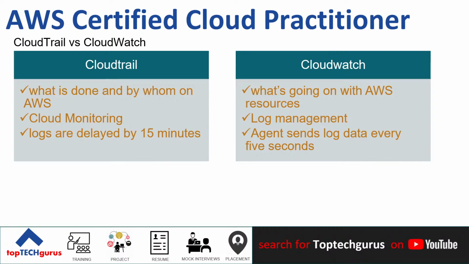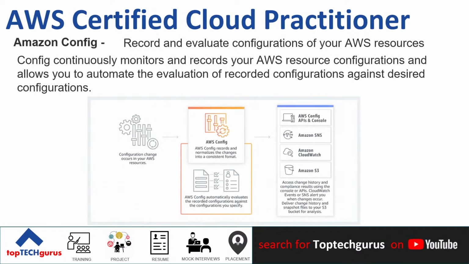And then the CloudWatch agent sends the log data every 5 seconds. So you'll be able to see everything that happened pretty quickly in CloudWatch, versus in CloudTrail, where it will be delayed by 15 minutes. That's good to know from an exam perspective. We'll move on to the next service, AWS Config.